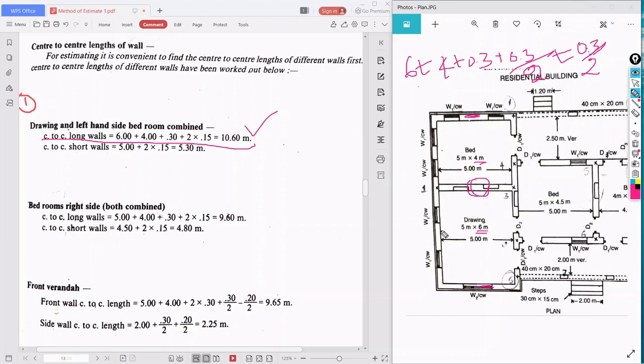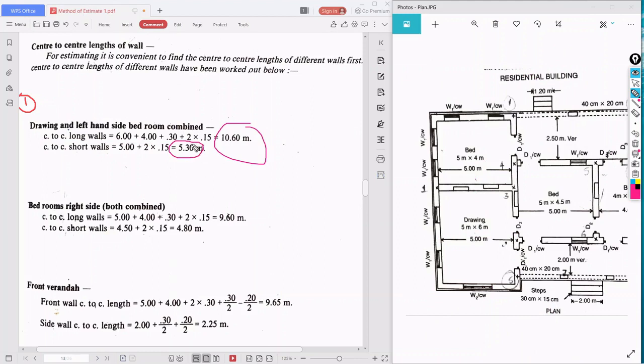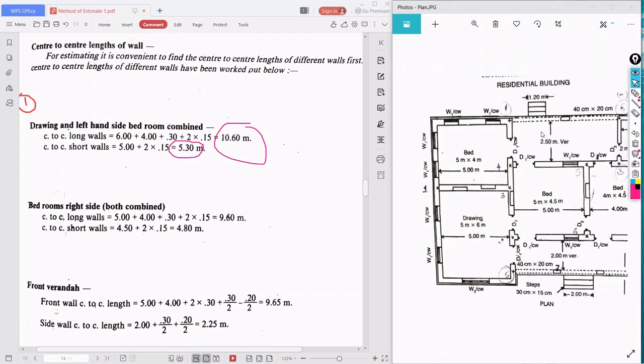Then the short wall. What is this? 5 meter. I don't want only this inner, I want from here center to center. What we can write? 5 plus 0.3 by 2 plus 0.3 by 2. So 5 plus 0.3 will be 5.3. This is verified and this is also verified. So we have calculated the center to center distance of long wall and short wall for drawing and bedroom. So this part is over.